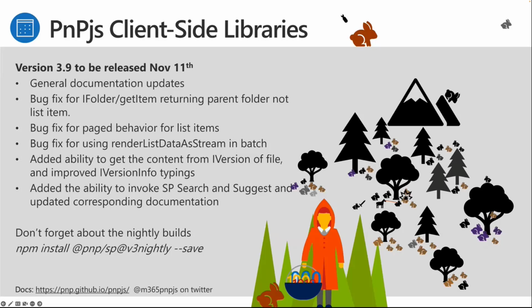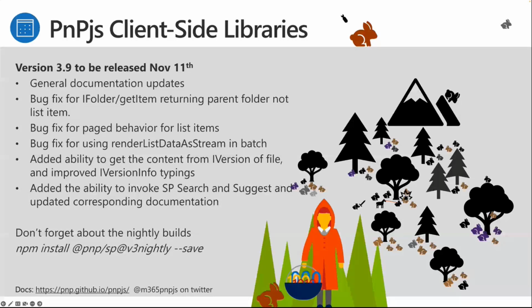That has been fixed. We added the ability to get the content from the versions of a file. So if you go and retrieve the version of an item, then you can get the content for that. So that's helpful. And that means that we also improved the typings for IVersionInfo. And then we added the ability to invoke the search and suggest endpoints for SharePoint, and then updated the corresponding documentation. There's actually been a couple other bug fixes since then, so check out all the issues that were closed in the pull requests if you want to see what's going on there.